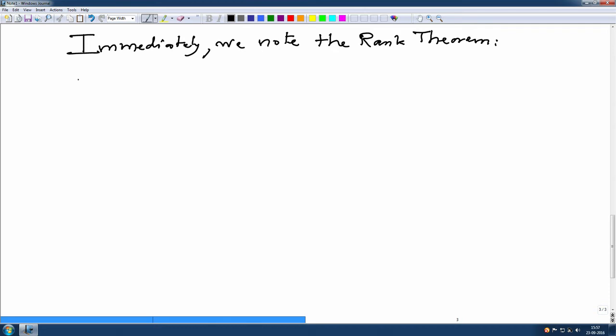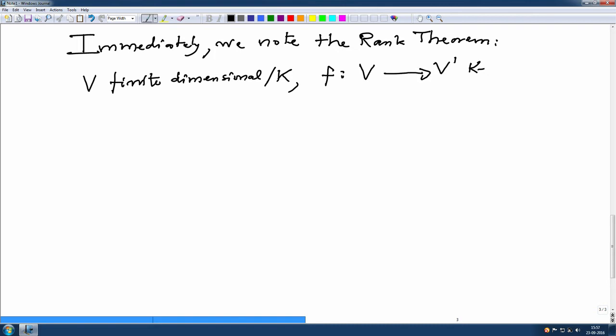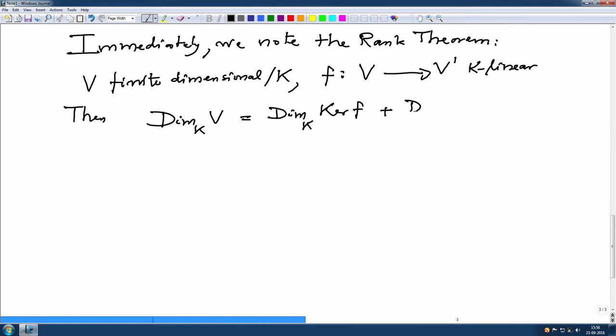So, what was the rank theorem? V finite dimensional over K, and f is a K-linear map from V to V prime. Then dimension of V equals dimension of the kernel of f plus dimension of the image of f, and this we call the rank of f.